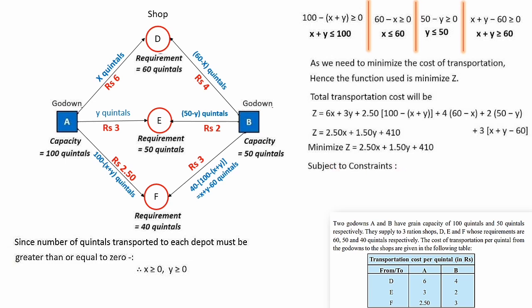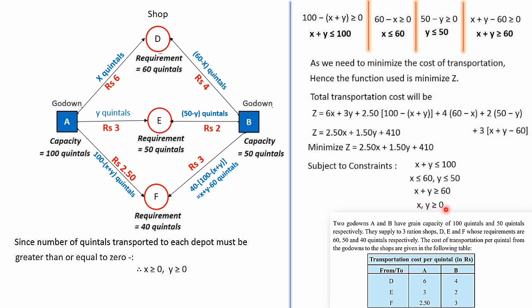Subject to constraints. We have to pick all these constraints and write them together so that it will be easy for us to draw the graph. x plus y less than or equal to 100 is the first one. Here x less than or equal to 60, y less than or equal to 50, it's written. Then x plus y greater than or equal to 60. Again, the common constraints x, y greater than or equal to 0. So we have to represent these many inequalities in the graph sheet and we have to find out the minimum cost.